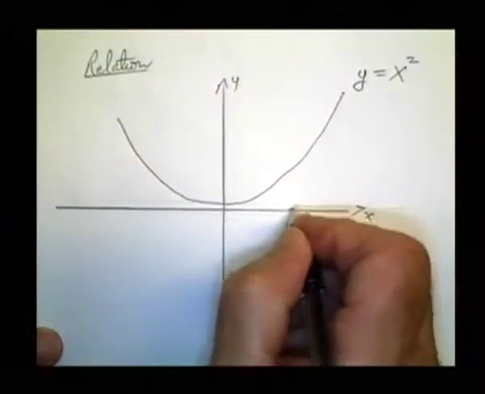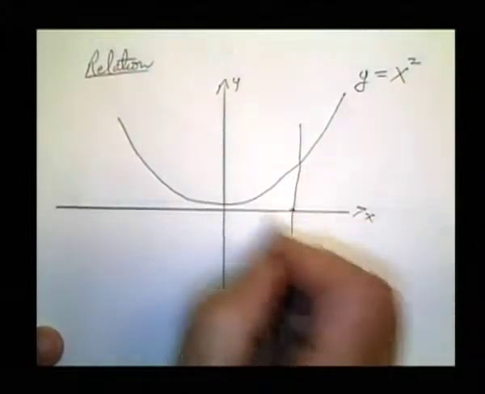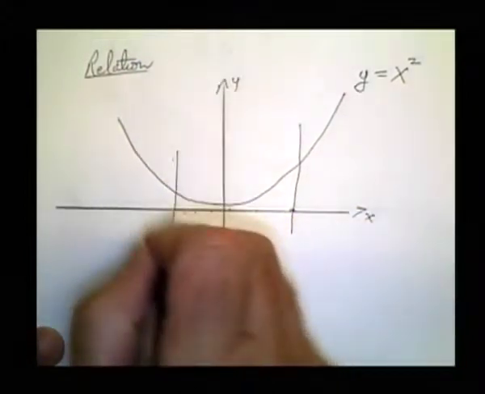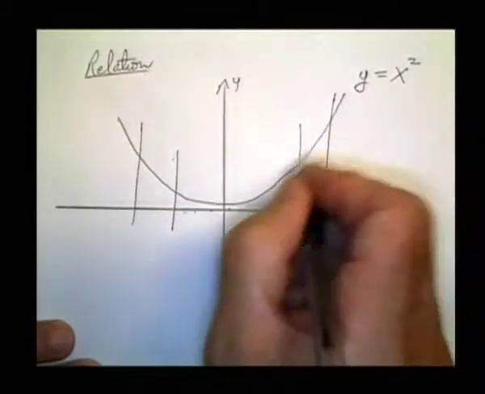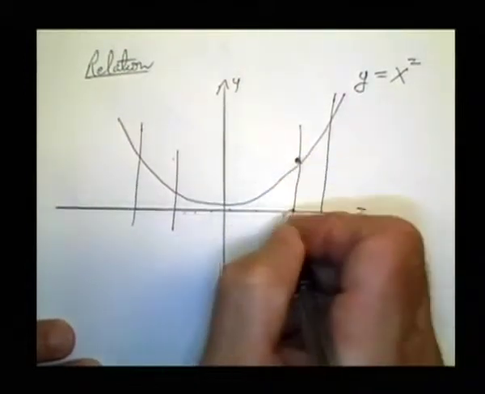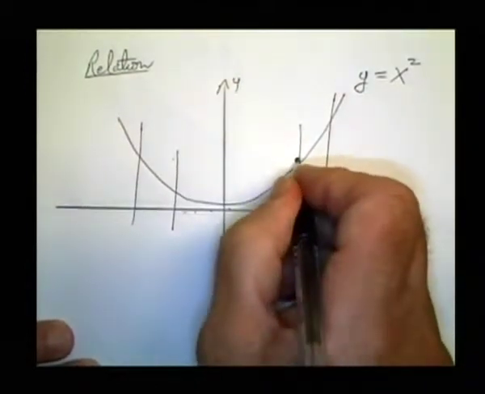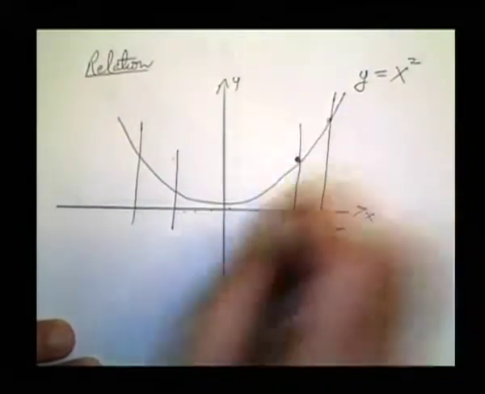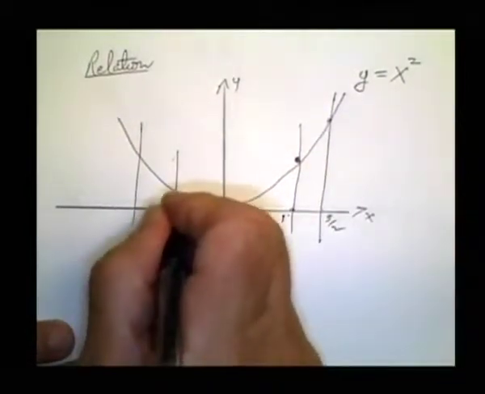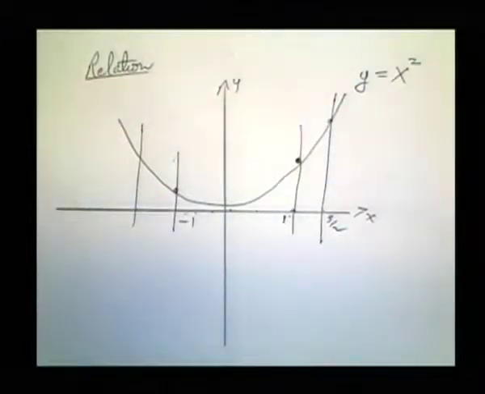And what does the word function mean? For one value of x, there is one value of y. Any value you take across here for x, you'll get one y value. Say for argument's sake this is 1, then when x is 1, you get one y value. When x is 1.5, you get one y value, and so on. At -1, you get one y value. So y equals x squared is called a function.